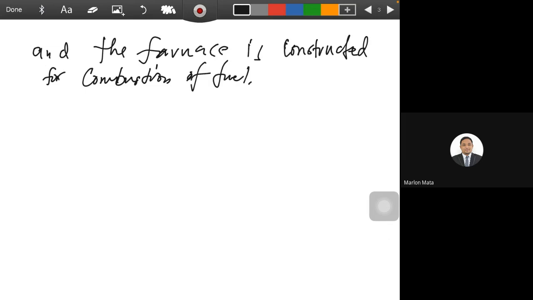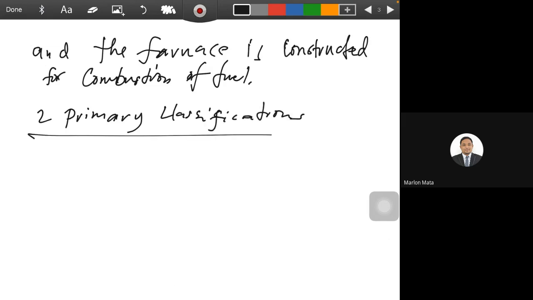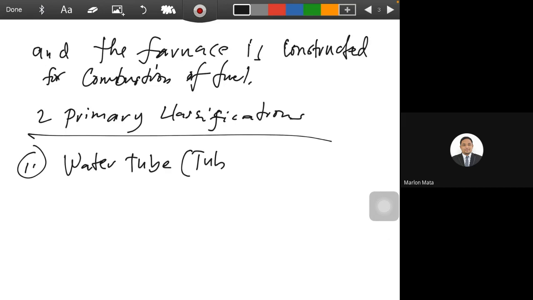Okay, so there are two primary classifications of boilers. First is the water tube boiler. From the name itself, the water is inside the tube, or this is technically known as tubulus. For the water tube boiler, the water is inside the tube while the heated gases are outside.